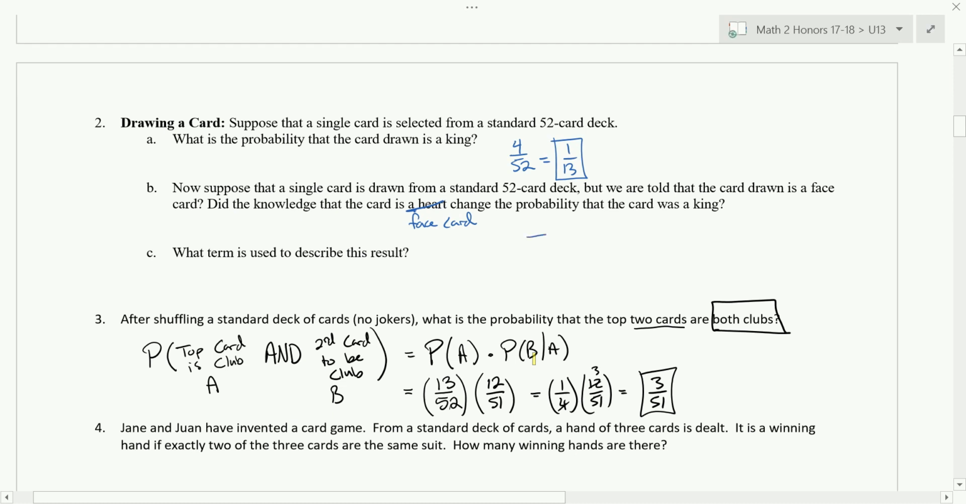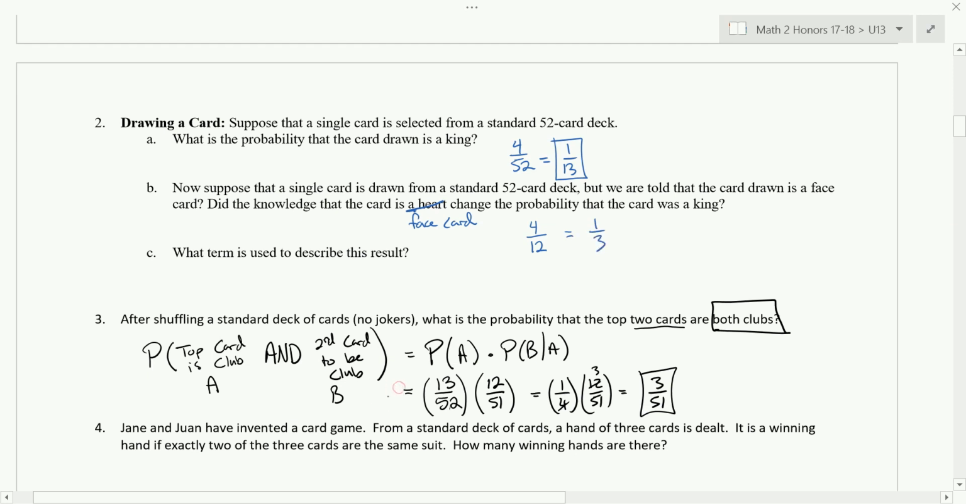What changes is our denominator, because it's no longer out of the whole deck, because I'm telling you it's a face card. And there are 12 face cards. So now we're only looking at 12 cards instead of 52. And out of those 12 face cards, we want a king. And there are 4 kings out of the 12. And so then you can reduce that to 1/3.